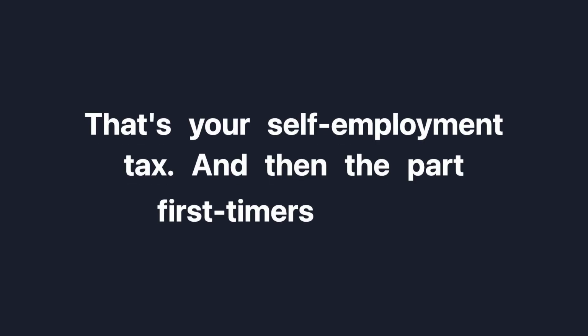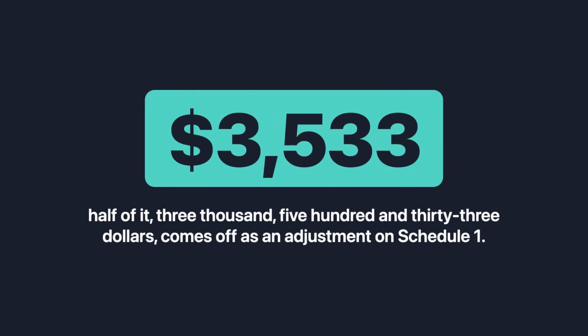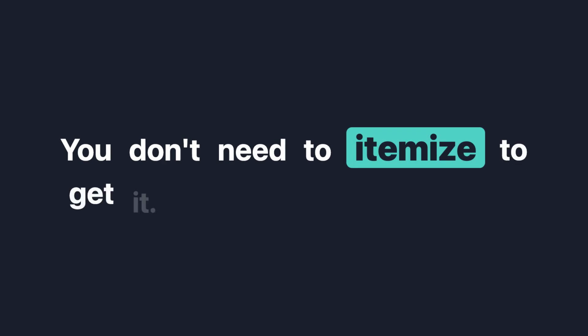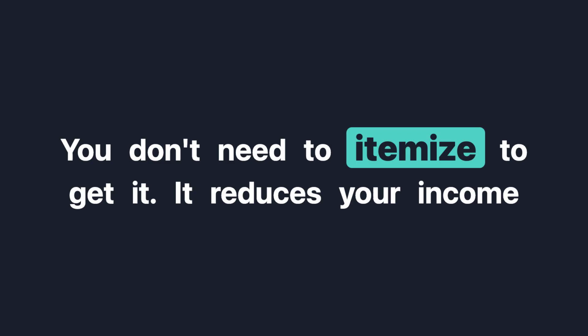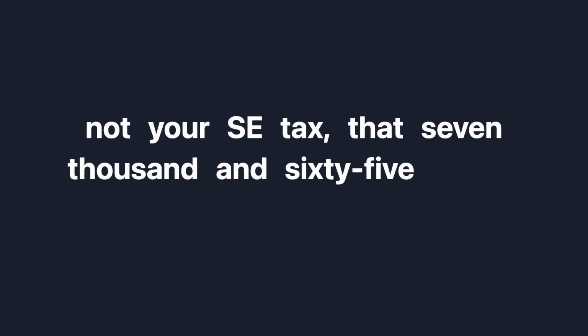And then the part first-timers miss. Half of it, $3,533, comes off as an adjustment on Schedule 1. You don't need to itemize to get it. It reduces your income tax base, not your SE tax. That $7,065 is still due. But it's an automatic deduction that any decent software applies and that people filing by hand skip every single year.